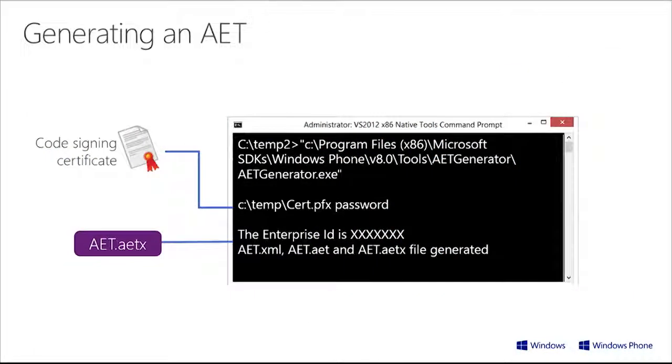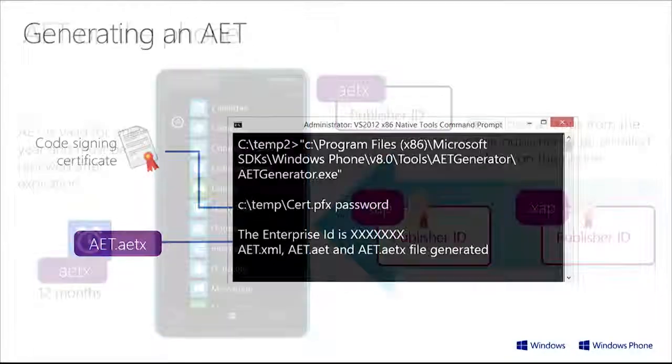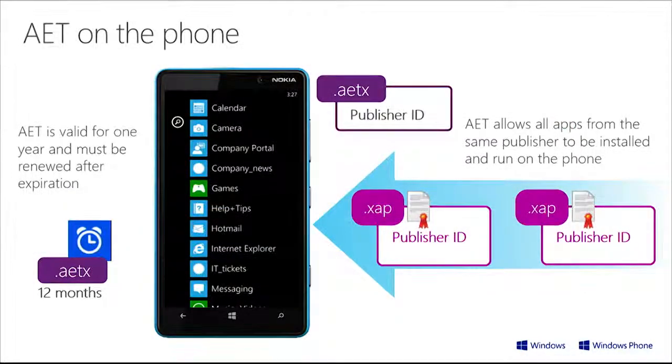If you do it by command line, this is all installed with the tools from the Windows Phone SDK. You have a command line to create the token file.